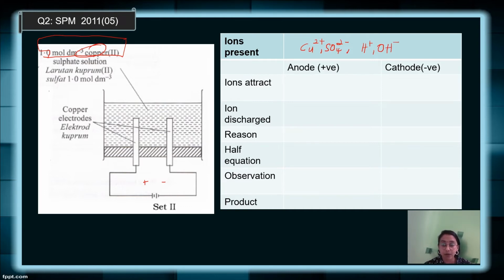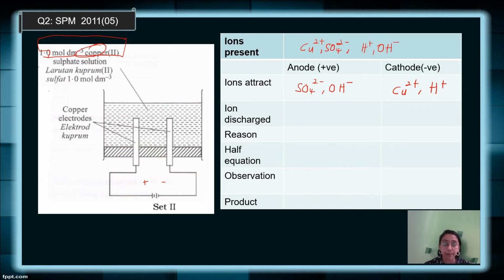So now we're going to analyze. Among these four ions, which ion will go to the anode? Which ion will go to the cathode? Remember, the anode is positive, so negative ions will go there. The negative ions are sulfate ions and hydroxide ions. Whereas for the cathode, the cations will go. The cations attracted here will be copper(II) ions and hydrogen ions. So now we have 2 ions at each terminal, so we have to do a selective discharge of the ions.